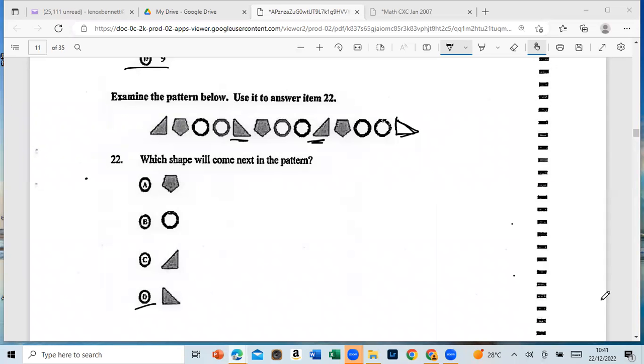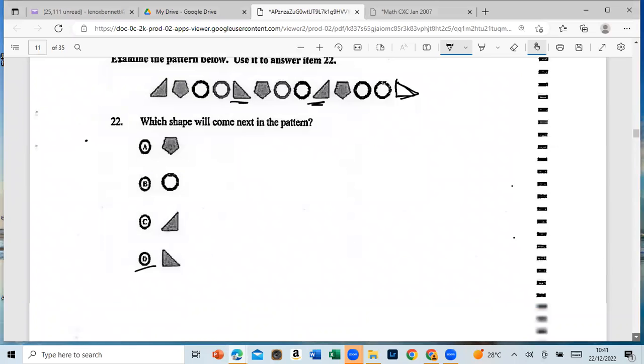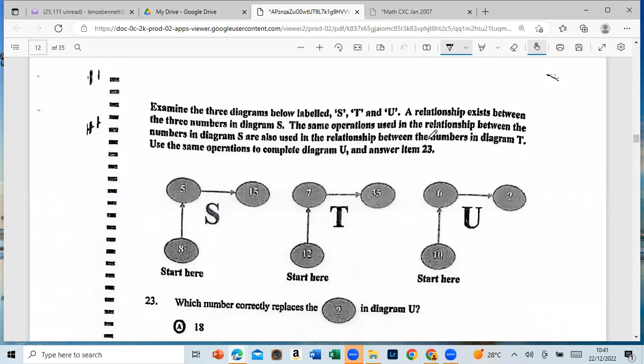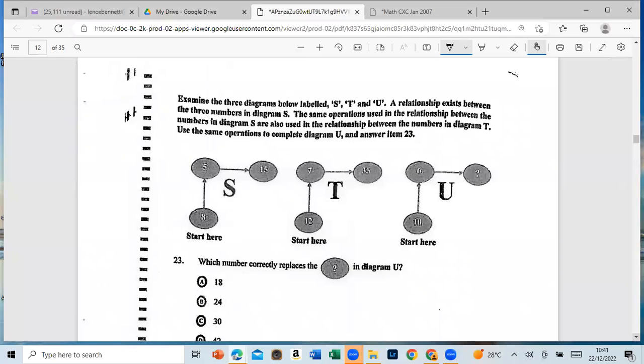All right, very good. Let's move on to 23. The maths part of it can be a little more tedious, so guys, spend time and figure it out. This paper is 1 hour and 15 minutes.